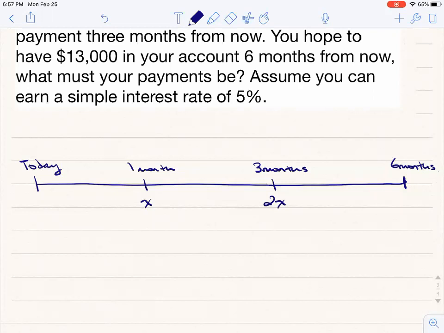But these are going to contribute. They sit here and earn interest until at 6 months, we have to have 13,000 in the bank. So these have to add up to 13,000.